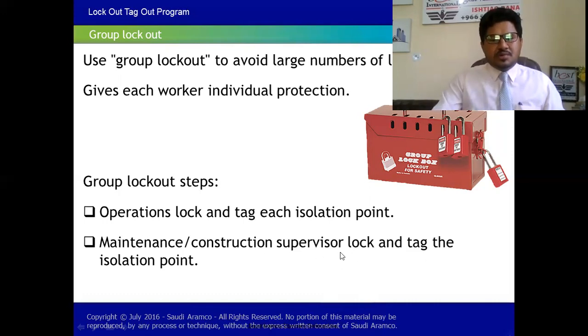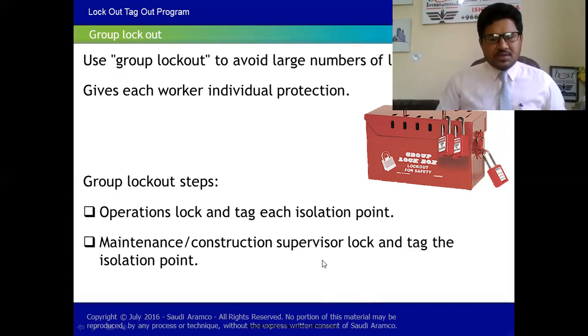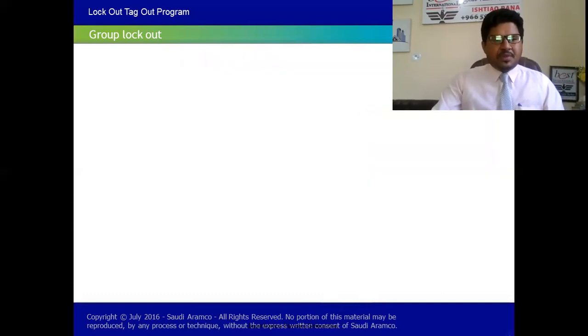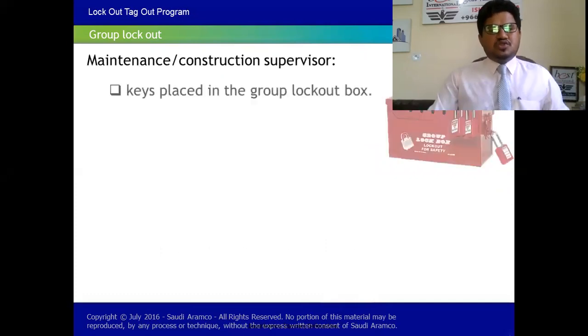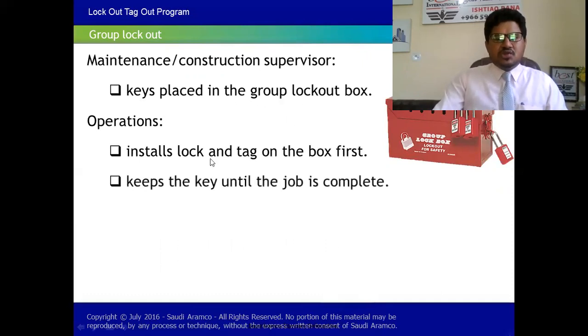So maintenance and construction supervisors: along with operation, they would also be responsible for putting their lock, and if you have an electrician as well, another lock. In the same way, if contracting employees are there, they will use their lock on the group lockout box. Now, what are the maintenance and construction supervisor going to do? Keys are placed in the group lockout box. Operations install lock and tag on the box first, and keep the key until the job is complete.